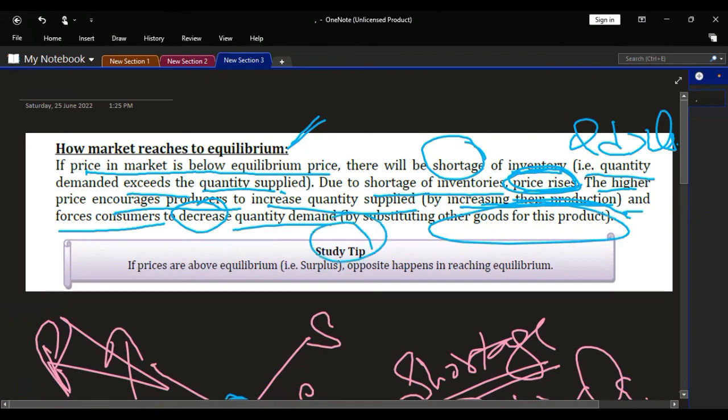Study tip: if prices are above equilibrium, that is a surplus, the opposite happens in reaching equilibrium. So similar effects that we have studied in the shortage condition also apply to the surplus condition, where the market needs to go back towards the equilibrium position. Here the prices have been increased, and in surplus these prices need to go down.